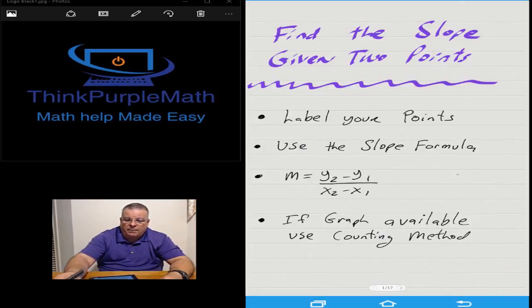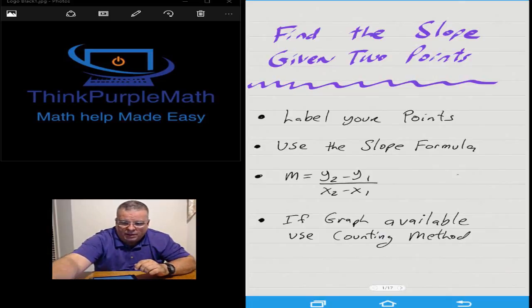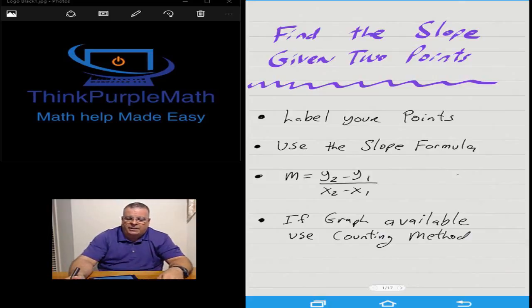Today's topic, or the topic for this unit or this lesson, is finding the slope given 2 points of a linear equation. There are some typical ways of doing this. There's a slope formula, and we're going to use that slope formula primarily for most of this unit or for this demonstration lesson.